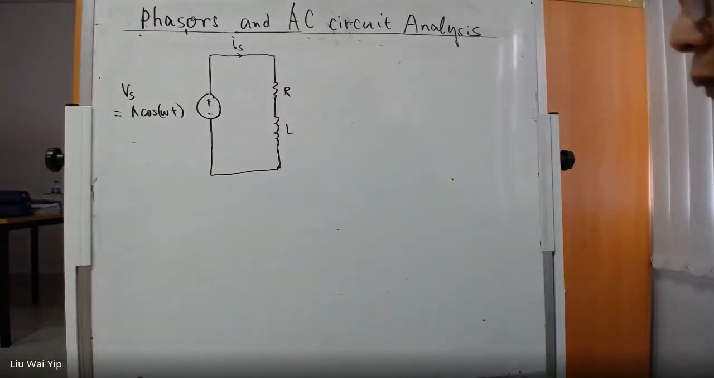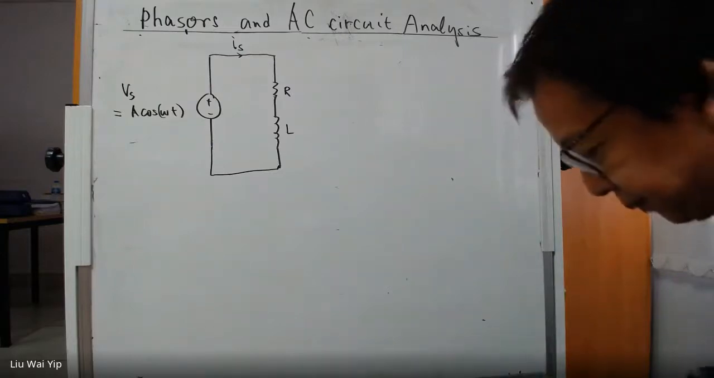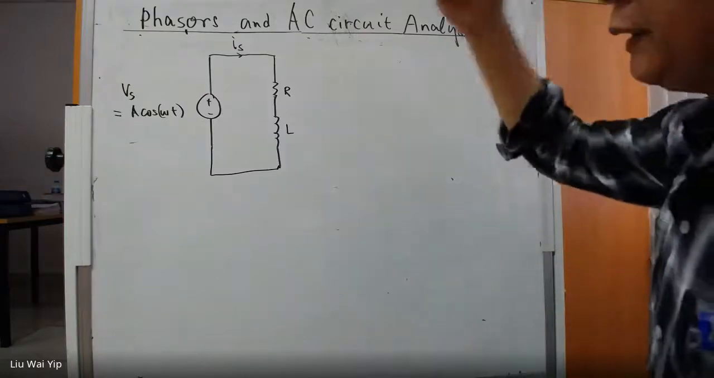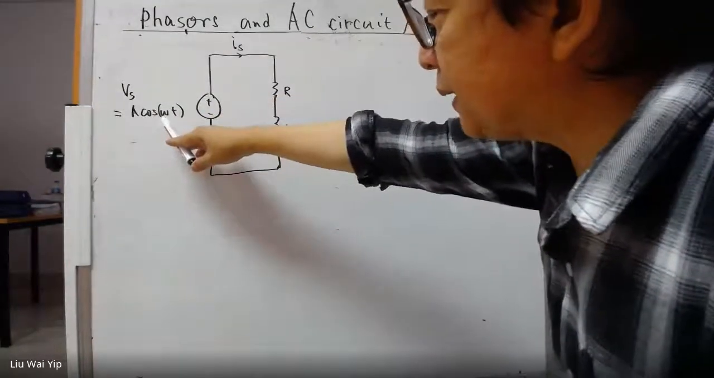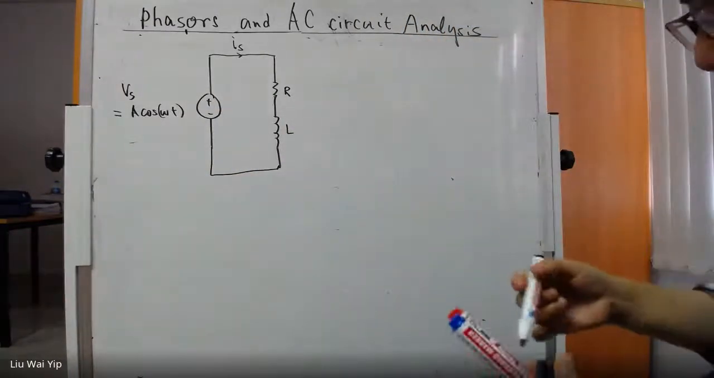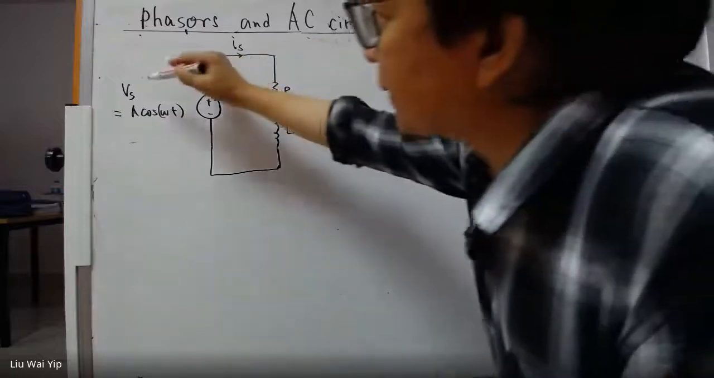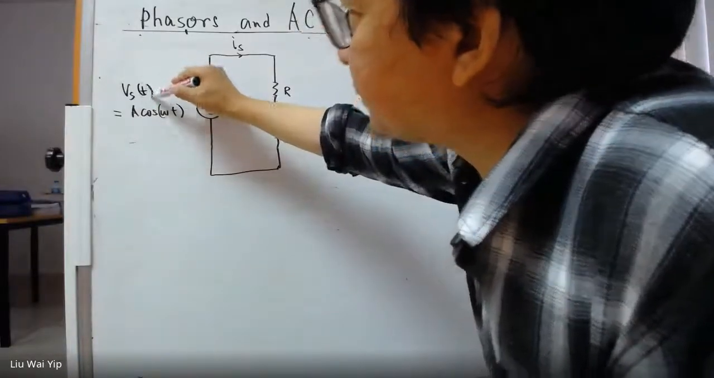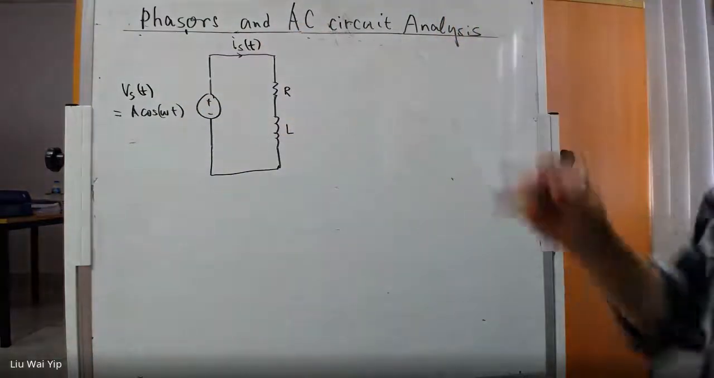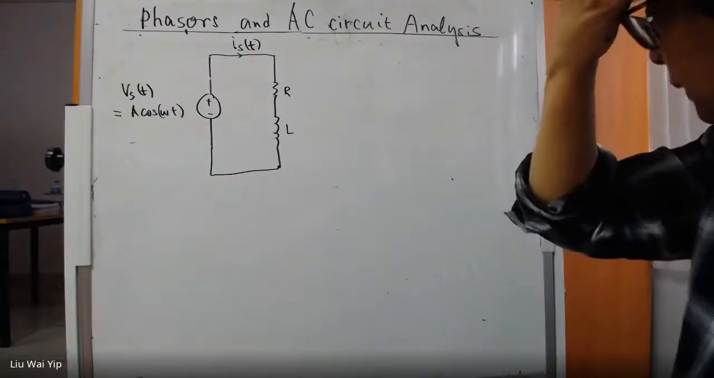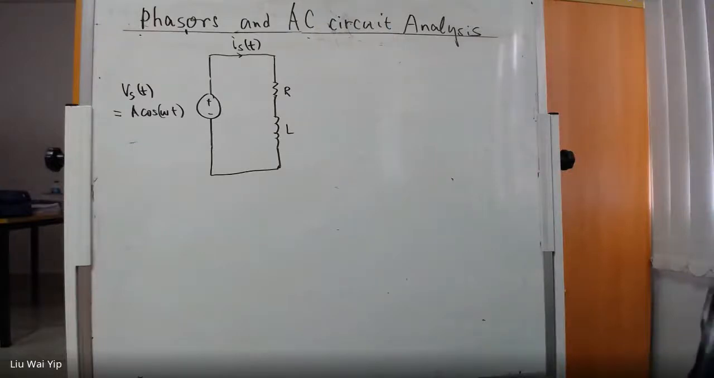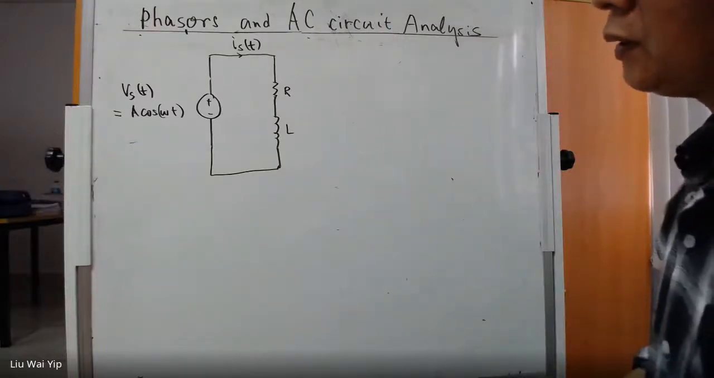Now, if the voltage is of this form, A cos omega t, this is the time domain voltage, right? Let's highlight it. And we use Vs of t to represent the time domain of this voltage, and Is of t to represent the time domain of the current.